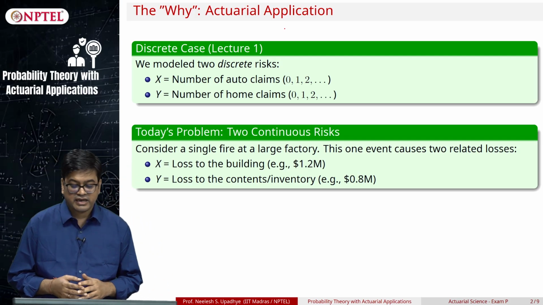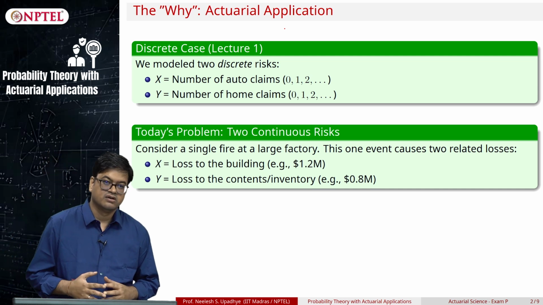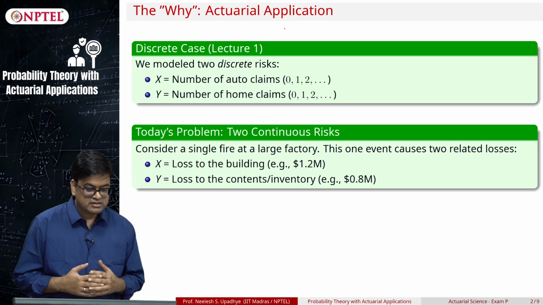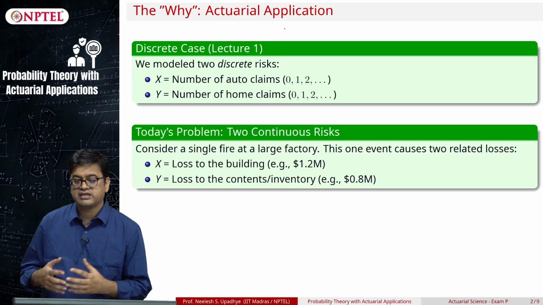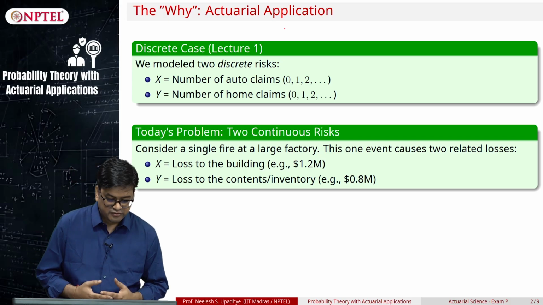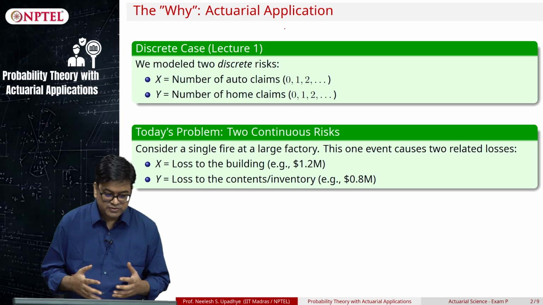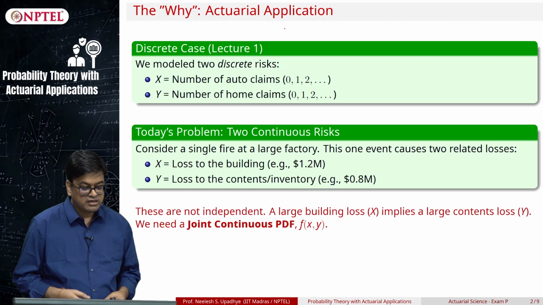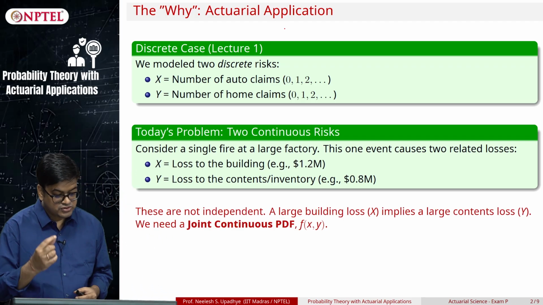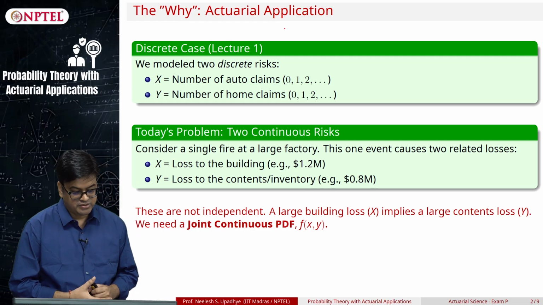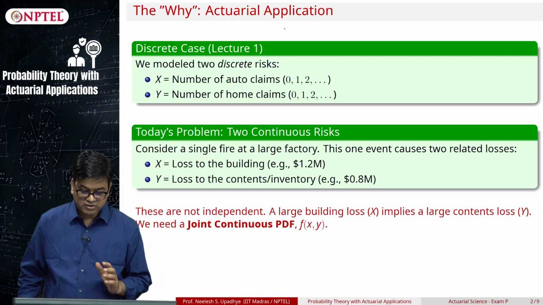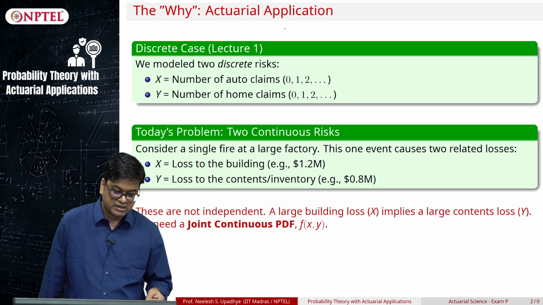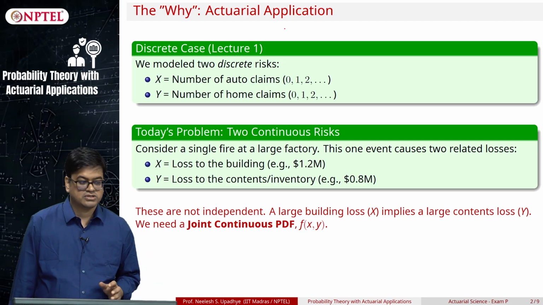This single event can cause you two related losses. One is a loss to the infrastructure building, and second is the loss to the contents or the inventory that is associated with this particular factory, right. So these two factors need to be studied together, and that is where we need the distribution of joint continuous random variables. So naturally these two are not independent. A large building loss X implies large content loss, and we have to study joint distributions for this.